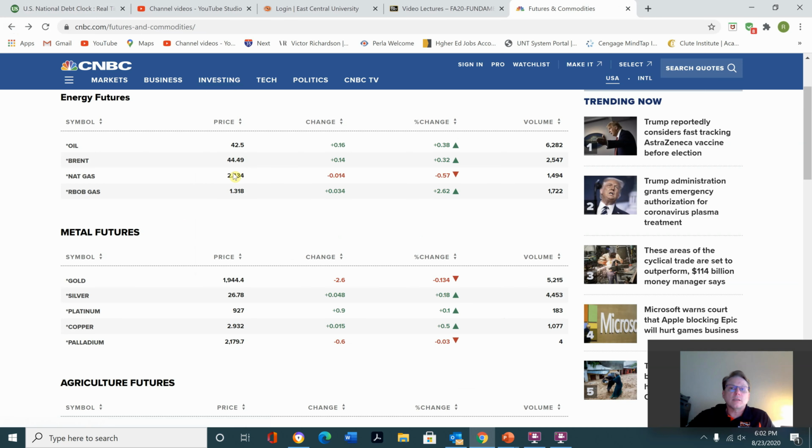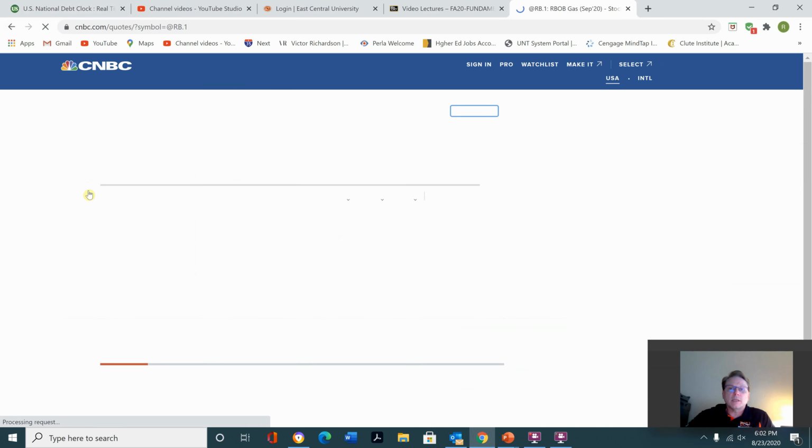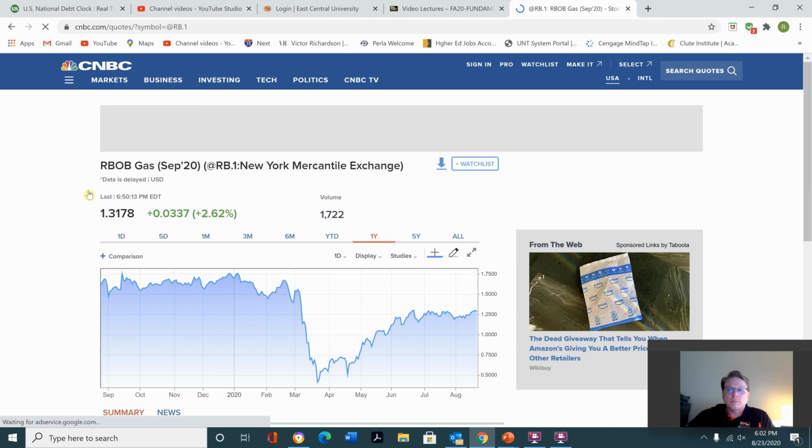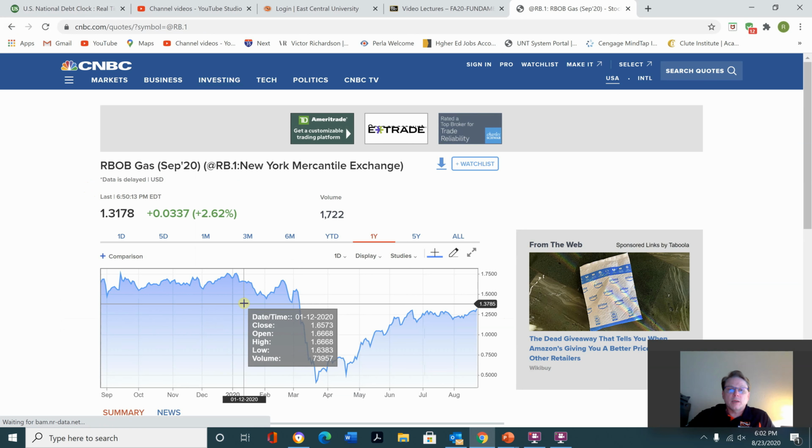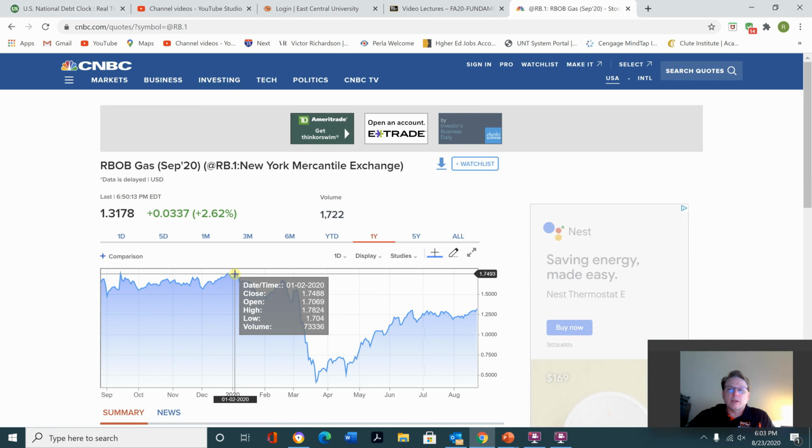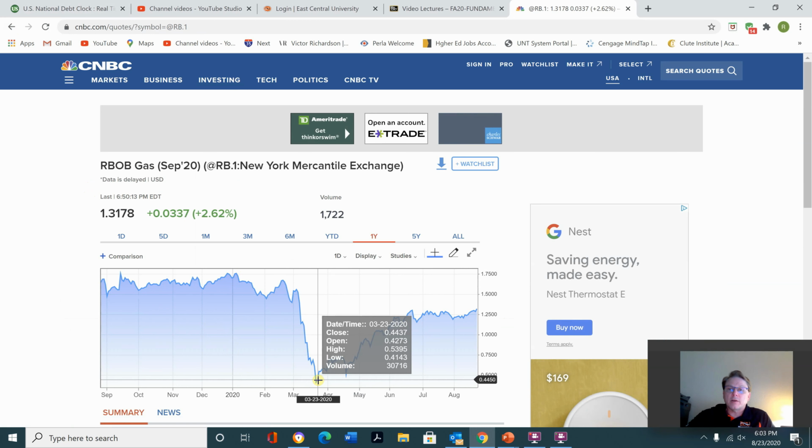And then gasoline, look at gasoline at $1.31. Well, here you can see back at the beginning of the year it was $1.74, so it's much less than there. But then back here, it was 44 cents. So we've gone from 44 cents to $1.31. Again, quadrupling in price. So those are definitely inflationary pressures going from March 23rd to today.